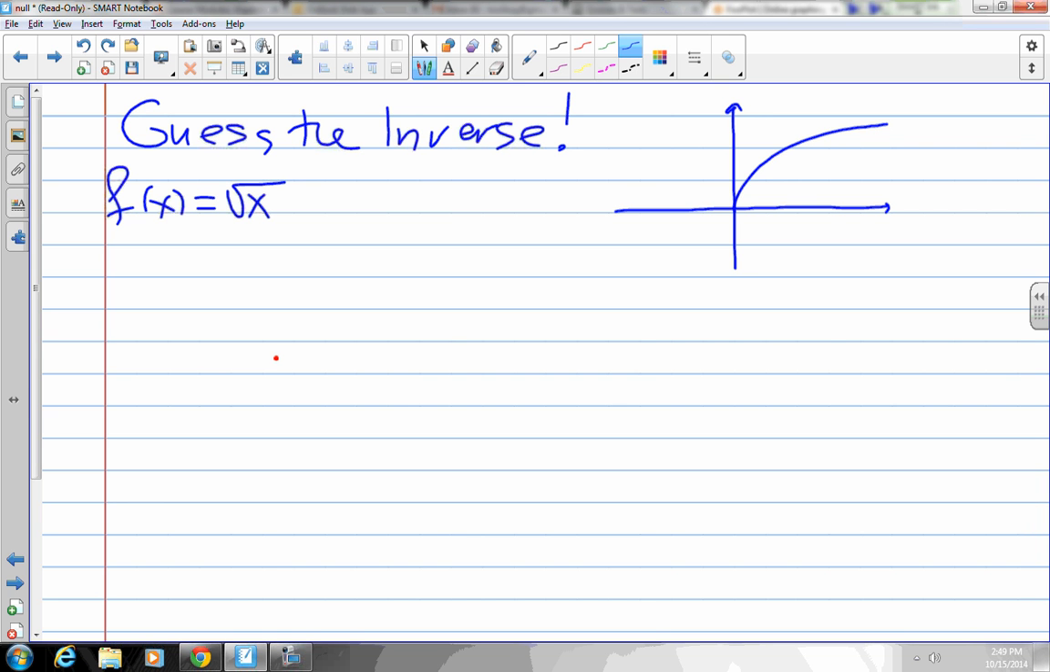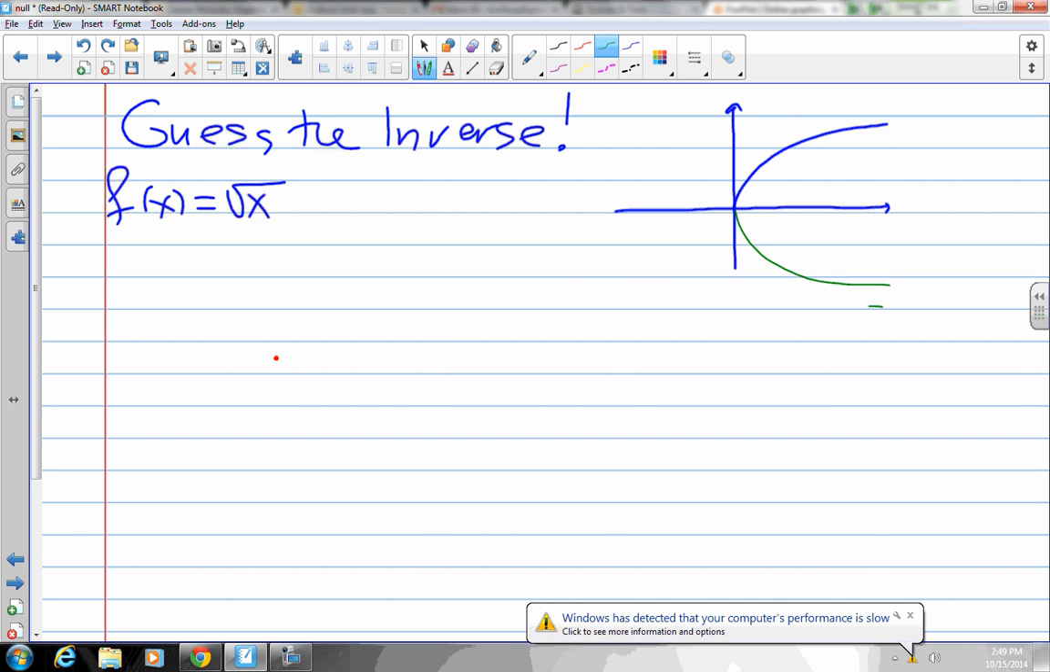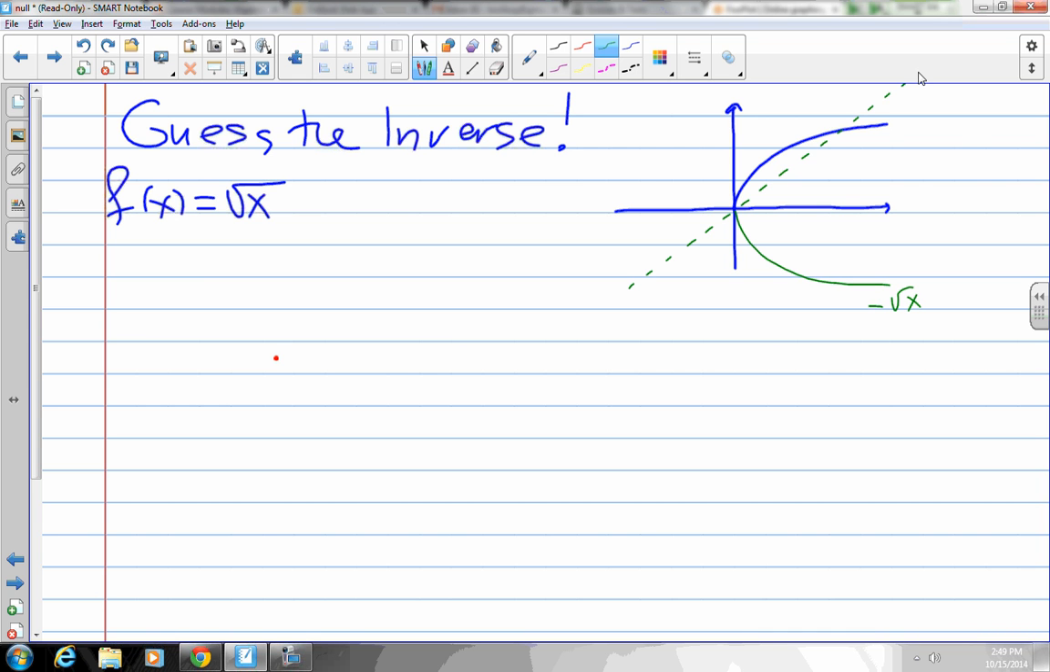Now think about this. The graph of the negative square root of x is this. Remember how we agreed that the function and the inverse should be reflected over the line y equals x? That didn't quite work. If I flip it, I get something else. You did the reflection around the x-axis, so that didn't work.